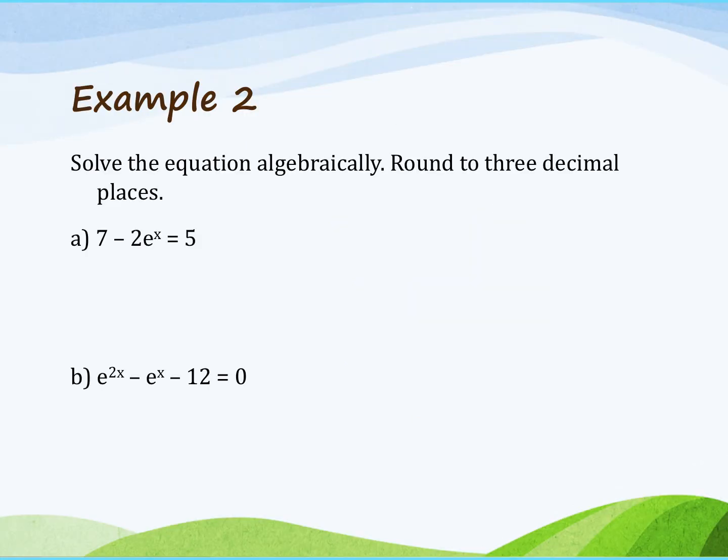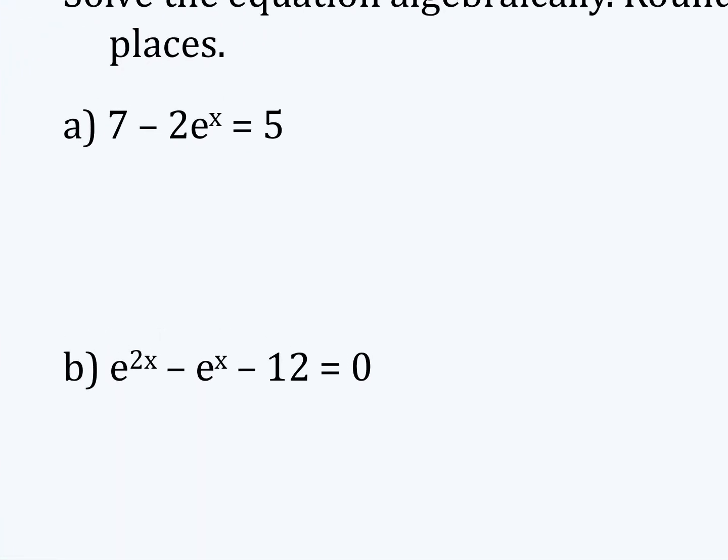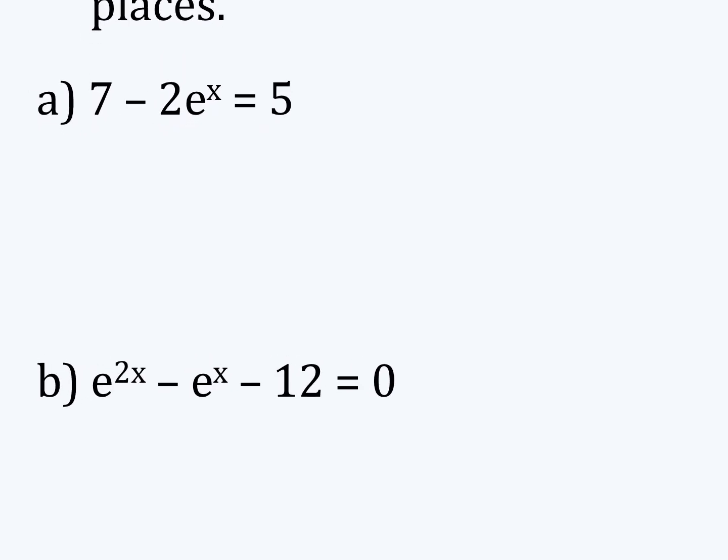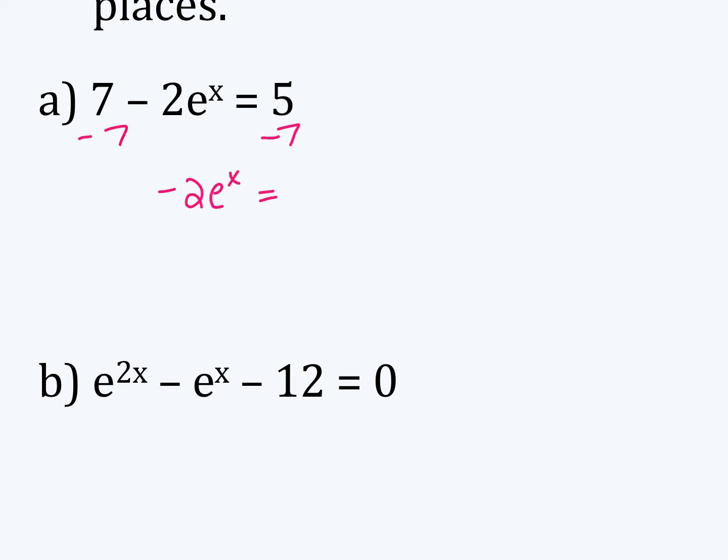All right, do 7, or try A. Same set of instructions: solve the equation, round to 3 decimal places. So I know I'm using the calculator. For A, 7 minus 2 times e to the x equals 5. First thing you've got to do is get rid of the 7, so I have to isolate that e. This would be negative 2. I would divide both sides by negative 2. e to the x equals 1.